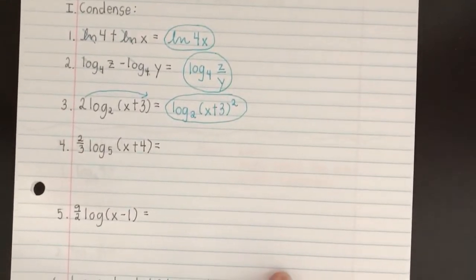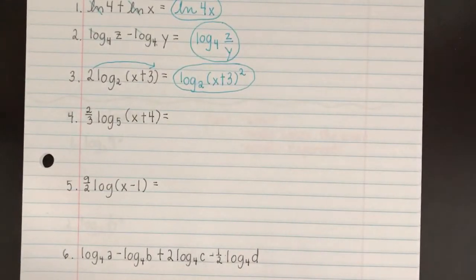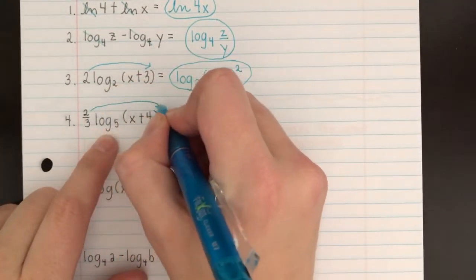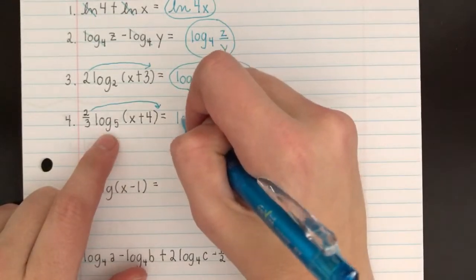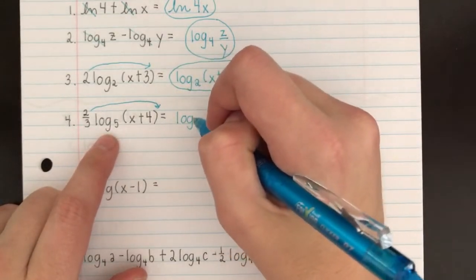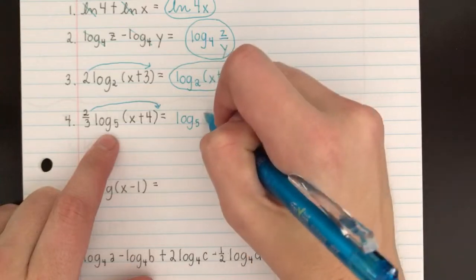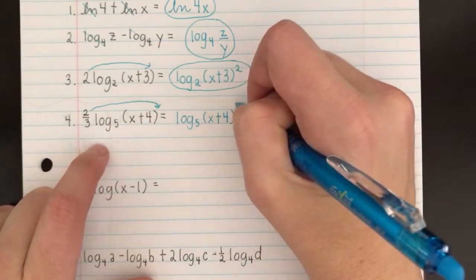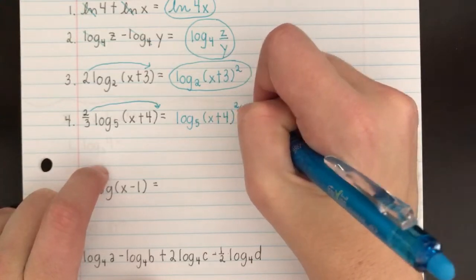Okay, look at number 4. So on number 4, 2/3 log base 5 of the quantity x plus 4. So on this one, similar, that exponent comes back up to the top. So log base 5 of x plus 4 raised to the 2/3 power.